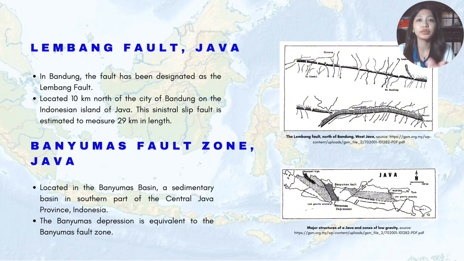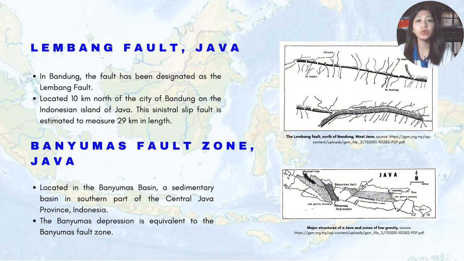Next to this is the Banyumas Fault Zone, located in the Banyumas Basin, which is a sedimentary basin in the northern part of the Central Java province, Indonesia. The Banyumas Depression is equivalent to the Banyumas Fault Zone. Also note that this fault zone is made up of several smaller faults that are active, meaning they can still move and cause an earthquake.